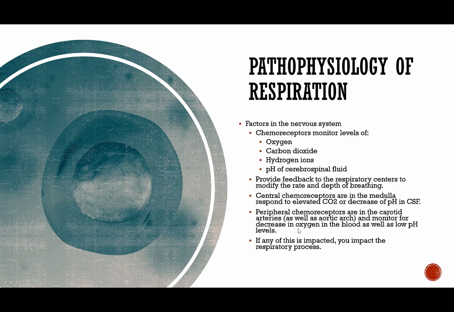If any of this impacts you, if any of this happens in the nervous system, if any of these changes in CO2 or pH occur, the central chemoreceptors or the peripheral chemoreceptors see a decrease in oxygenation in the blood as well as low pH levels, then you're going to impact the respiration of the body, right?